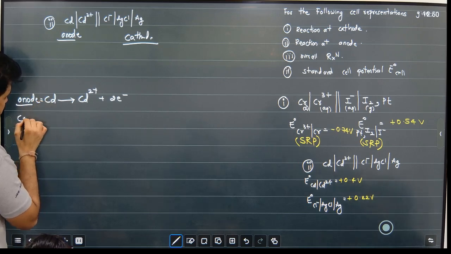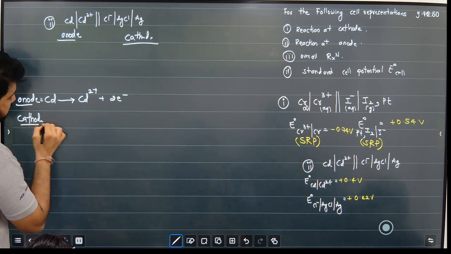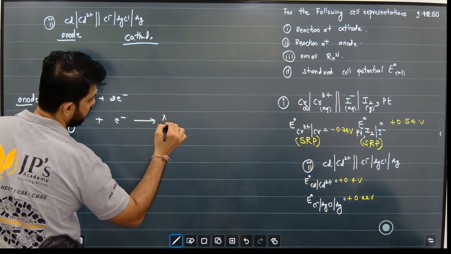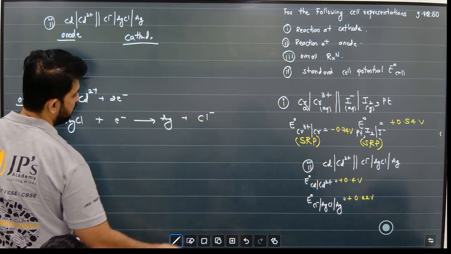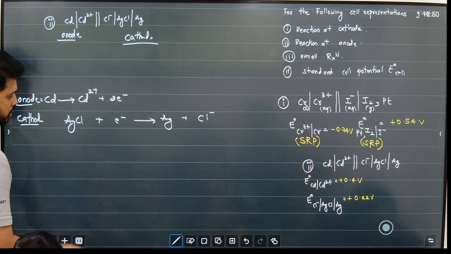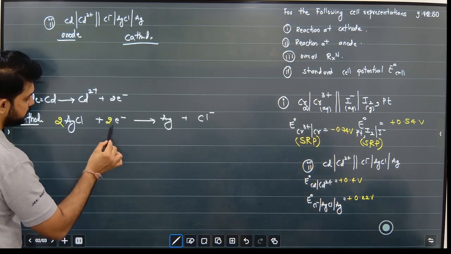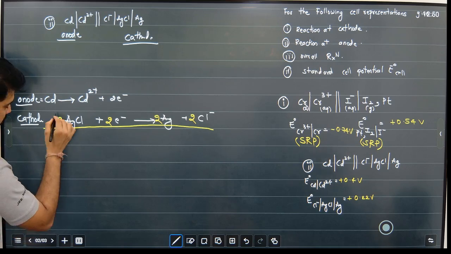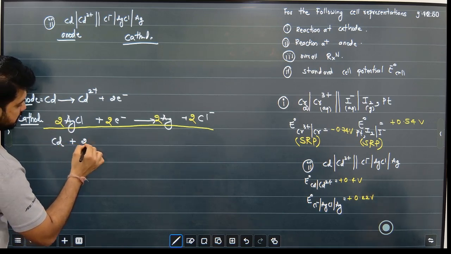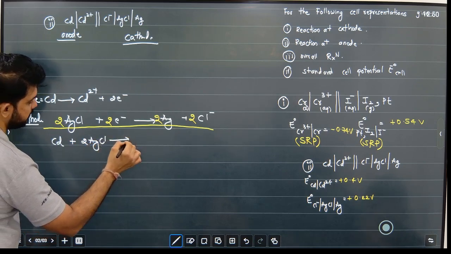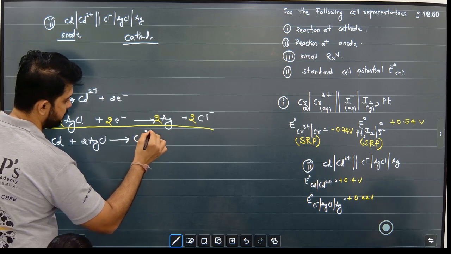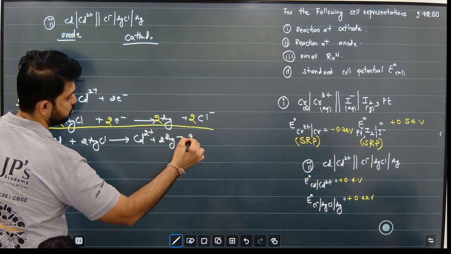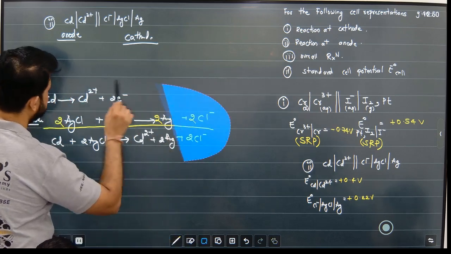Cathode का reaction क्या होगा? Anyone? AgCl plus electron becomes Ag plus Cl minus. How many electrons did cadmium lose? तो यहाँ पे भी कितना होना चाहिए people? So we'll multiply this by 2. Can you tell me what the overall reaction will look like? Cd plus 2AgCl becoming Cd2 plus 2Ag plus 2Cl minus. Yes or no?